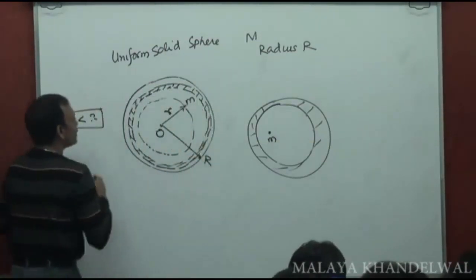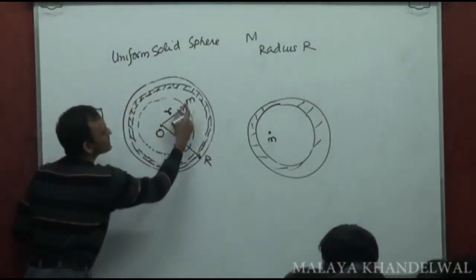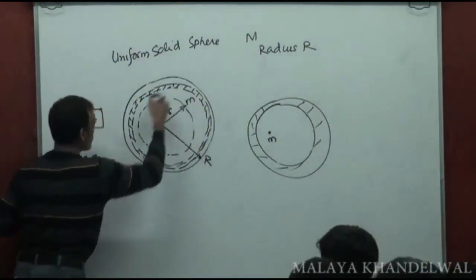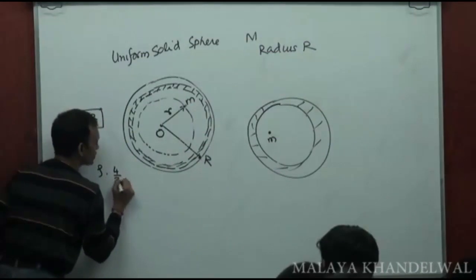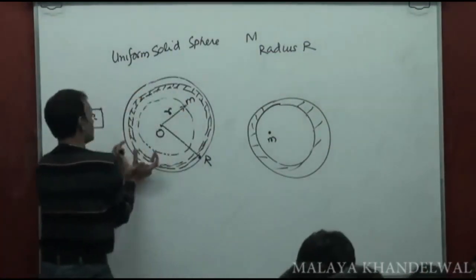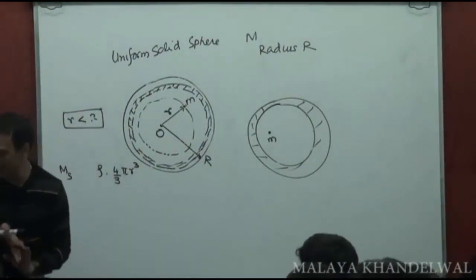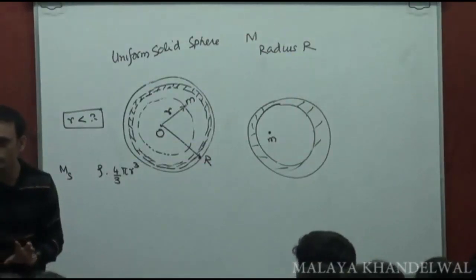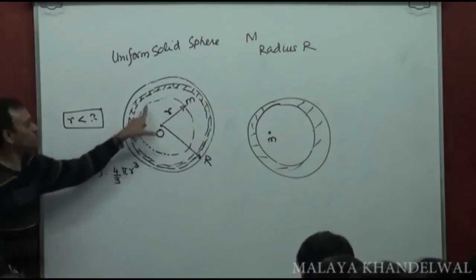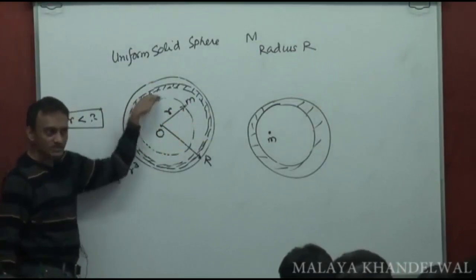If rho is the density of this bigger sphere, then what's the mass of this solid sphere inside? The mass of this solid sphere inside is going to be rho into 4/3 pi r cube. That's going to be the mass of the region of radius small r inside. Volume into density. 4/3 pi r cubed is the volume, into density rho. That's going to be the mass of this.